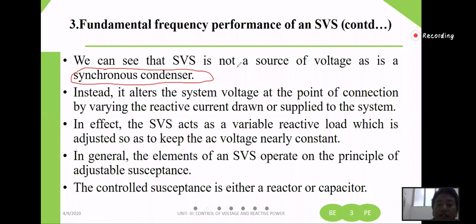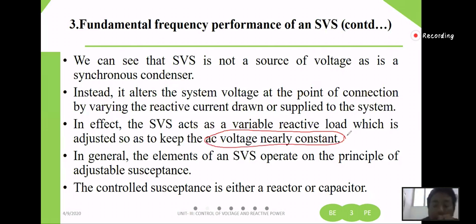Okay, so it will not alter, but it will try to inject the voltage here, right? This is known as the differences between synchronous condenser and SVS. But in effect, SVS acts as a variable load also. Sometimes it will act as a variable reactive load, which is adjusted to keep the AC voltage nearly constant. Means it will try to absorb the reactive power, or inject the reactive power, and then try to maintain the voltage constant. This is one function of SVS.